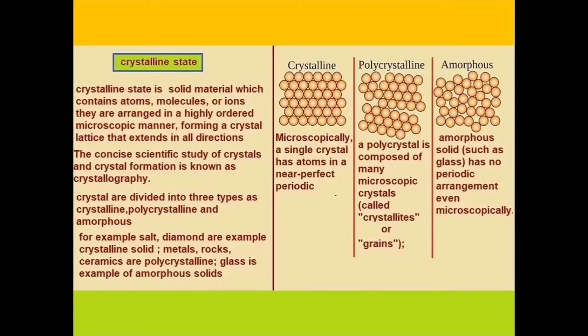The crystalline state is a solid material which contains atoms, molecules or ions, and all of them are arranged in a highly ordered manner. They form a crystal lattice that extends in all directions. The concise scientific study of crystals and crystal formation is known as crystallography.